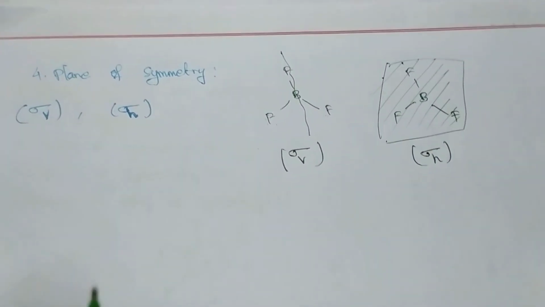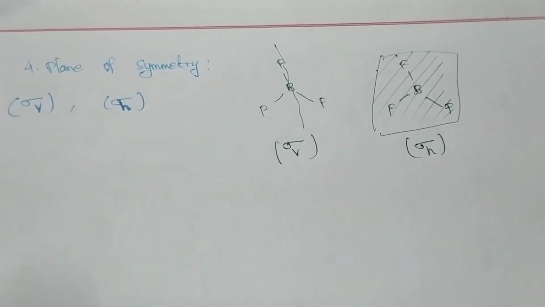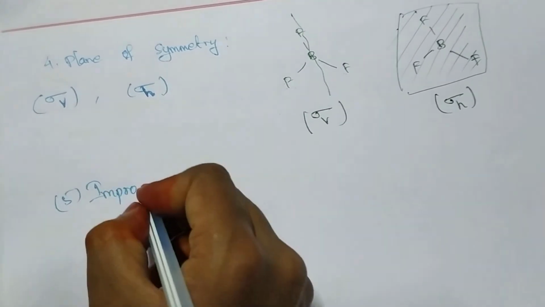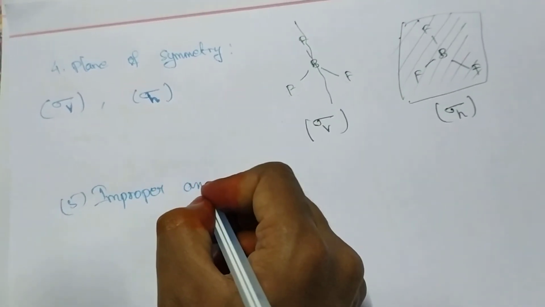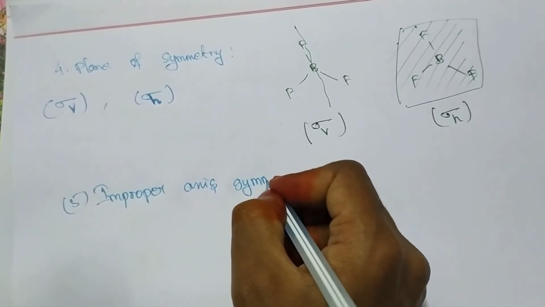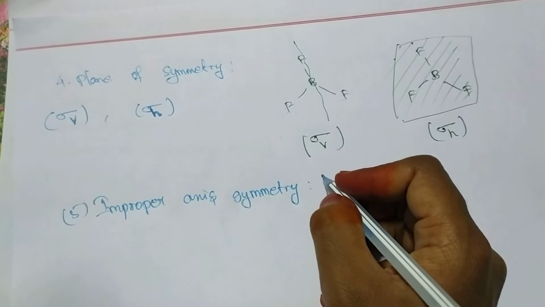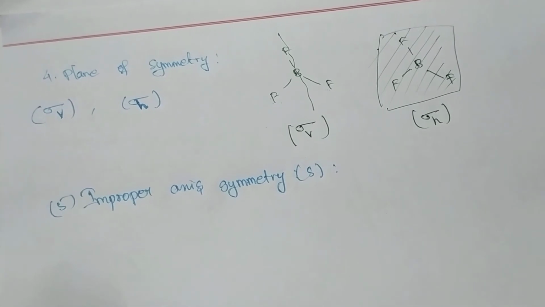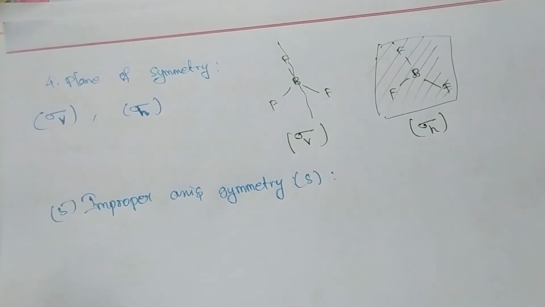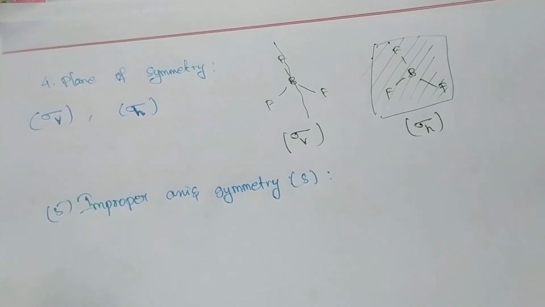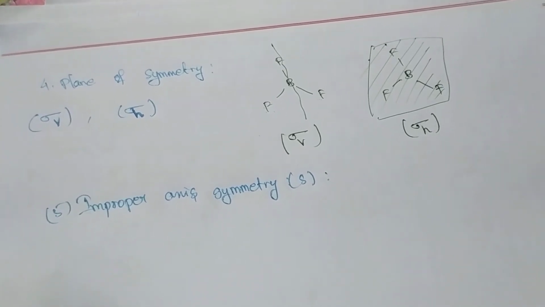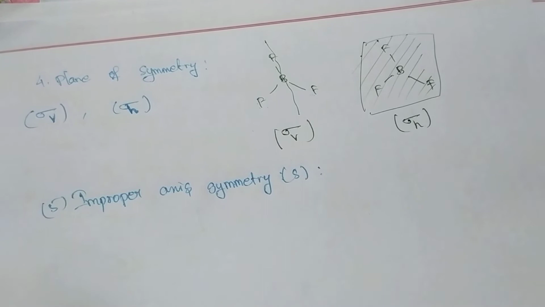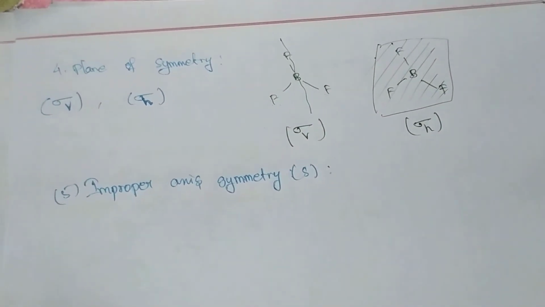Now we take improper axis of symmetry, that is referred to as S. The improper axis of symmetry is nothing but if we rotate an atom by some angle and reflect it perpendicular to the principal axis of symmetry. Now we see some examples.